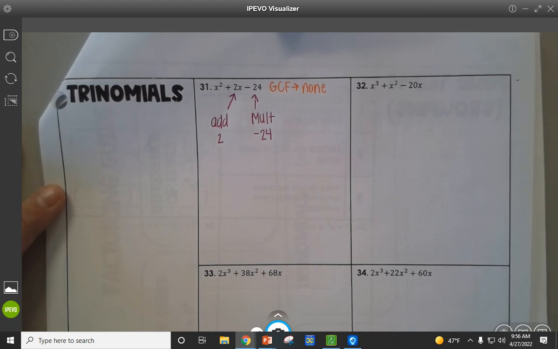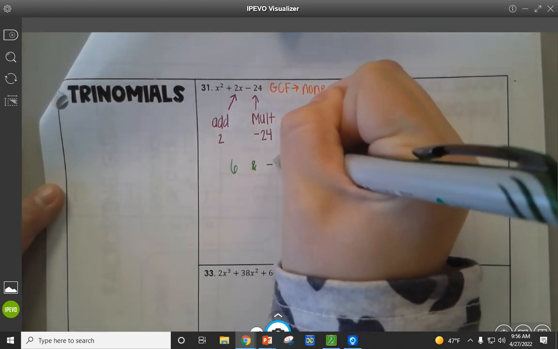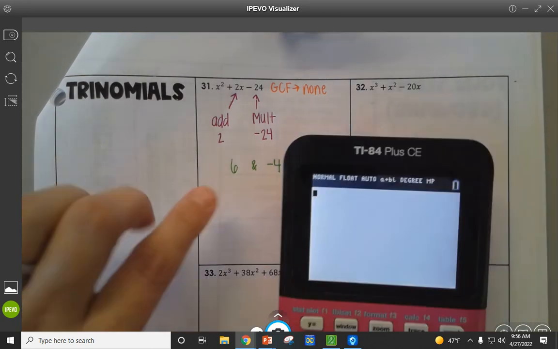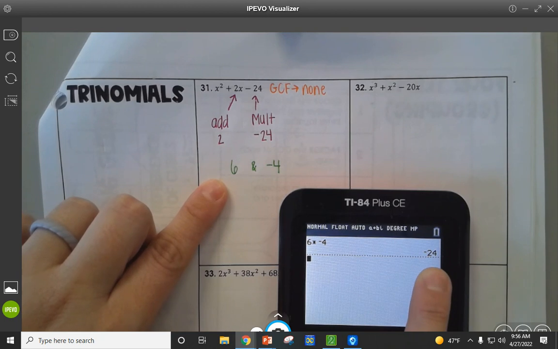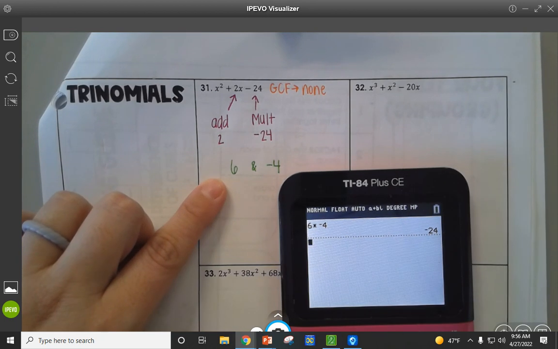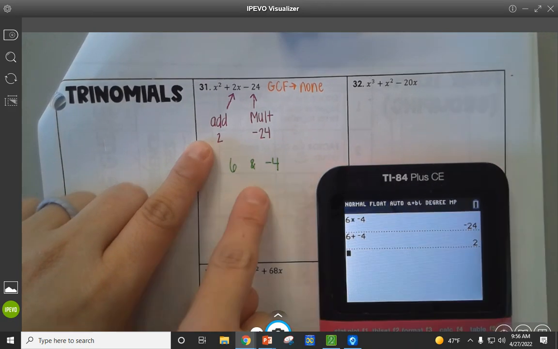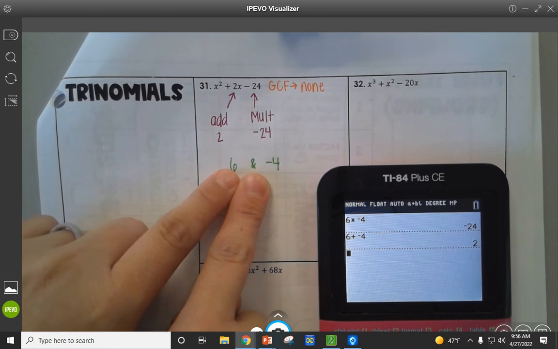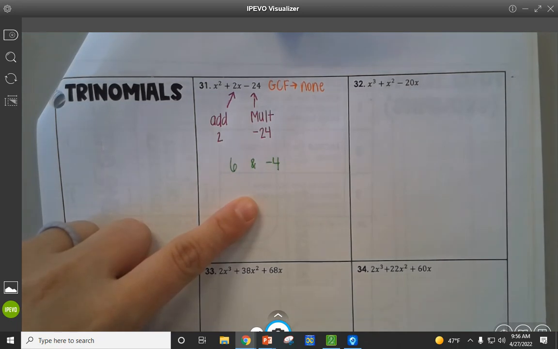Caden, what are those two numbers? Positive 6 and negative 4. To check, 6 times negative 4 is negative 24, and 6 plus negative 4 is 2. You have to be able to figure out these numbers. They're not somewhere on your paper. You have to know your multiplication tables, really.